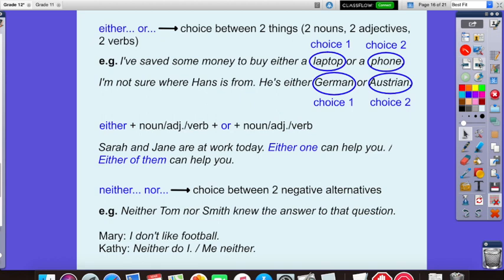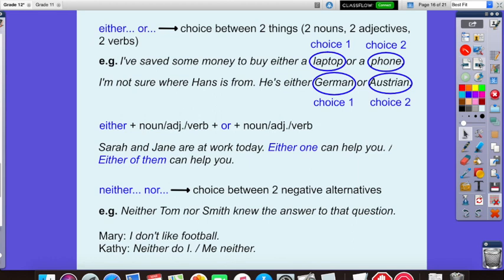Now let's imagine two girlfriends, Mary and Katie, having a conversation, and Mary says, I don't like football. We've got don't, which is negative. Remember, neither is negative, don't is also negative. So if Katie also doesn't like football, she'll answer, neither do I, which is more formal, or me neither, used in informal conversations.